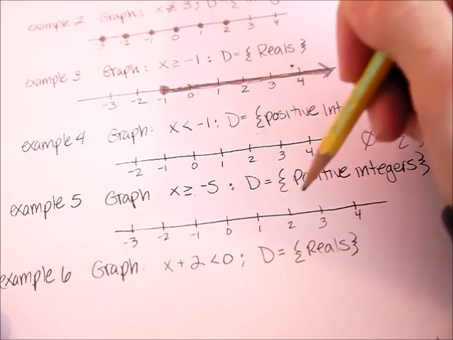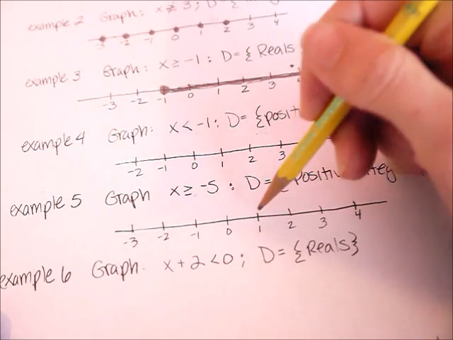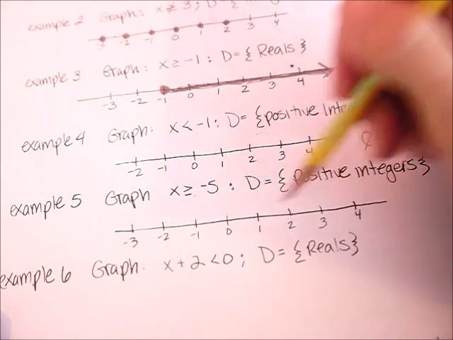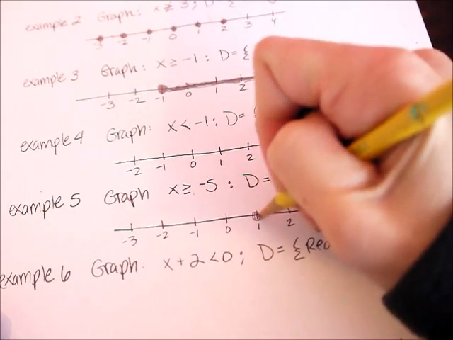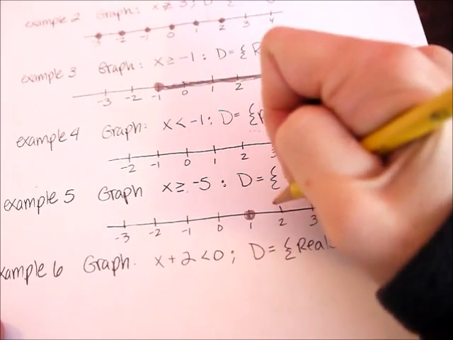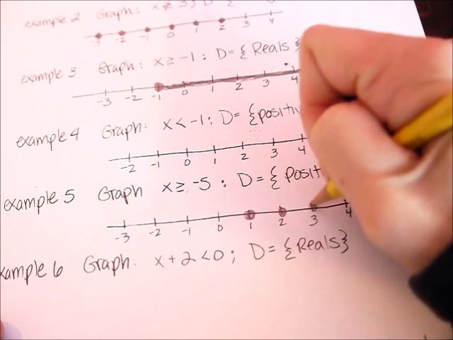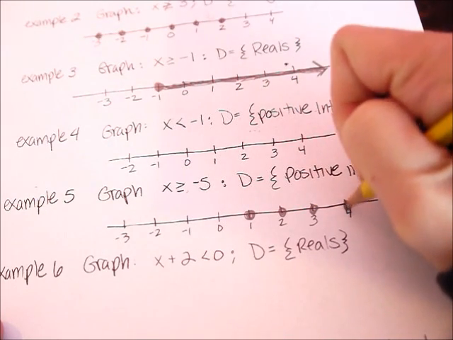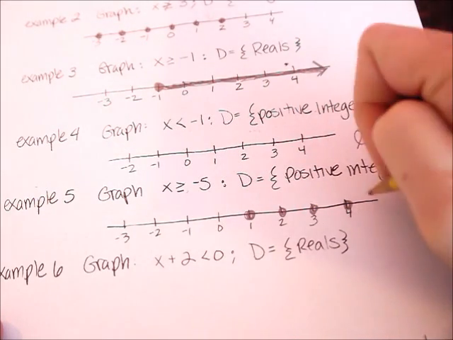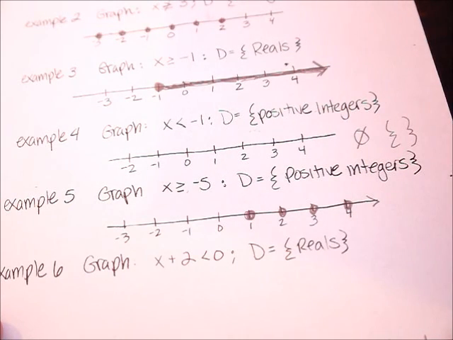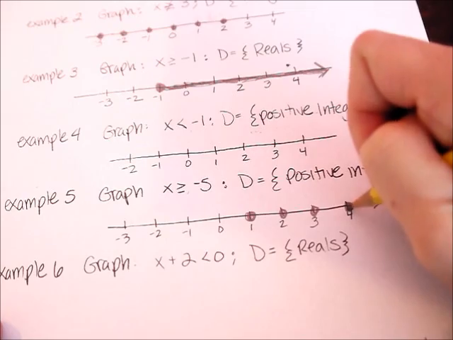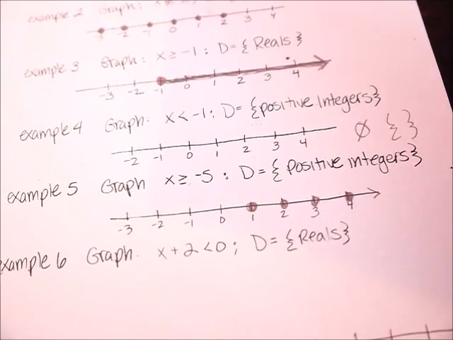But we have to have x be greater than or equal to -5, but positive integers. So what are the positive integers? They start here and jump. So 1 is a positive integer greater than -5, 2 is, 3 is, 4 is, etc. We're going to put an arrow there to make sure we know that it's going to go up. Okay, so that is the solution for example 5.